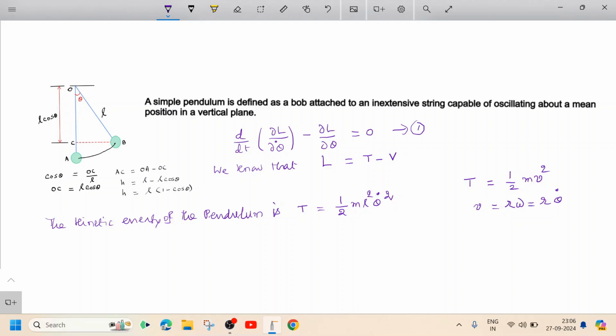Theta dot is our d theta by dt. Omega is the angular velocity. But in our case, r should be replaced by the length of the pendulum, L. Therefore, small v equal to L into theta dot. Now, the kinetic energy T equal to half m into L square theta dot square.